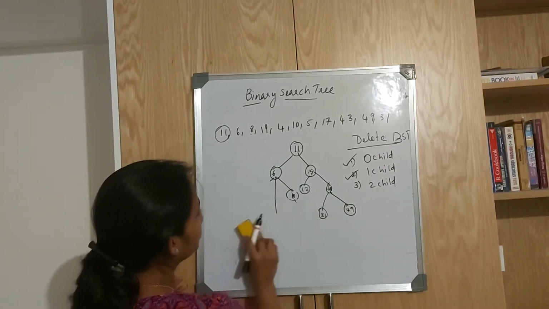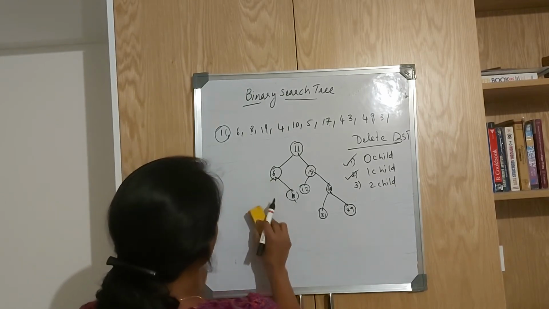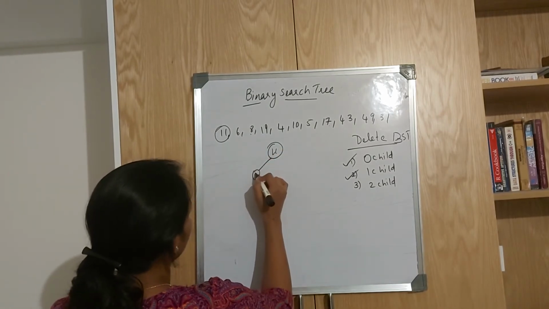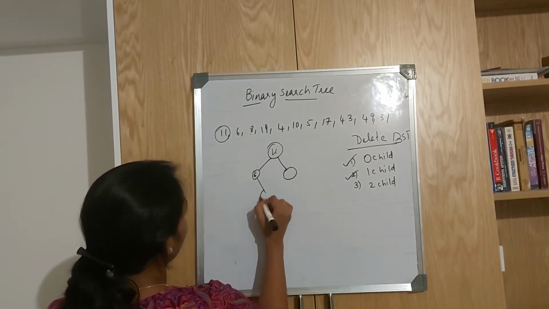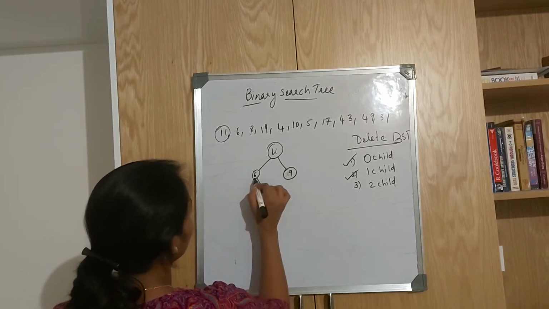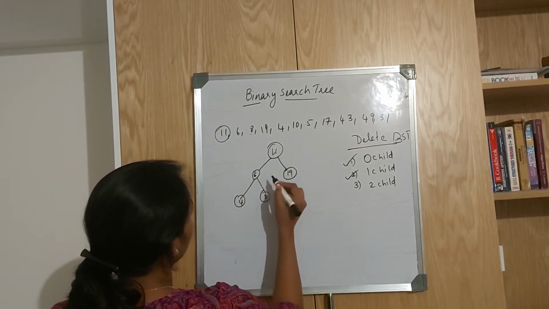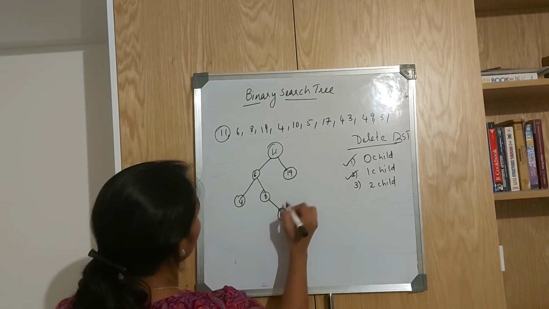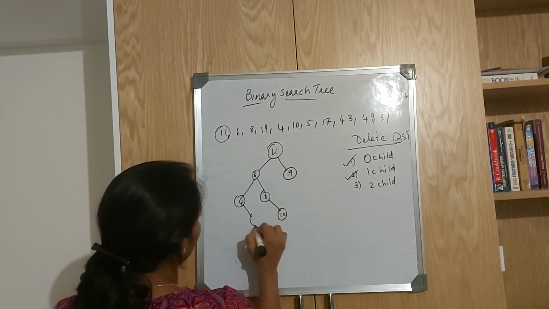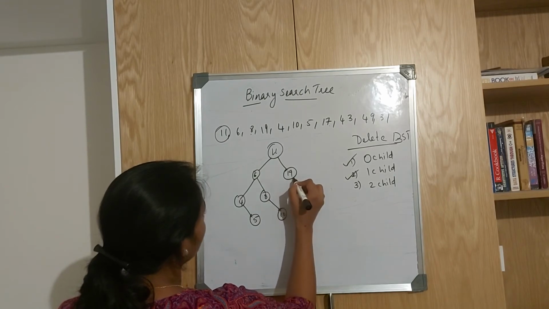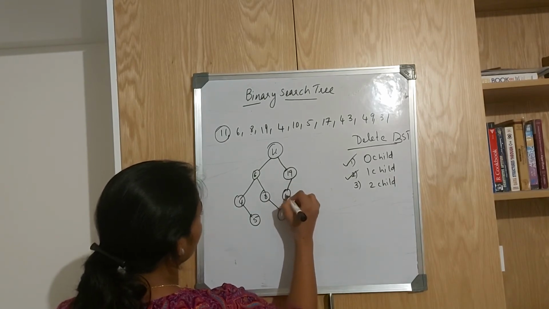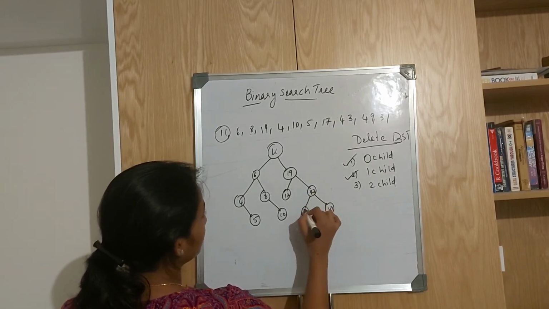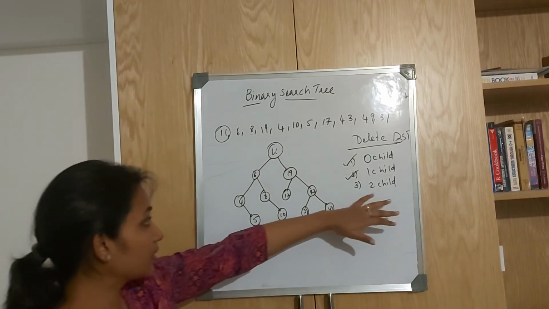So now let's draw this tree once again. So it is 11, then 6, then 8, then 19 comes here, 4 goes here, 10 is going to come here, then 5 is going to come here, 17 is going to come here, 43 here, 49 here, and 31. This was a tree. Now next condition is what?